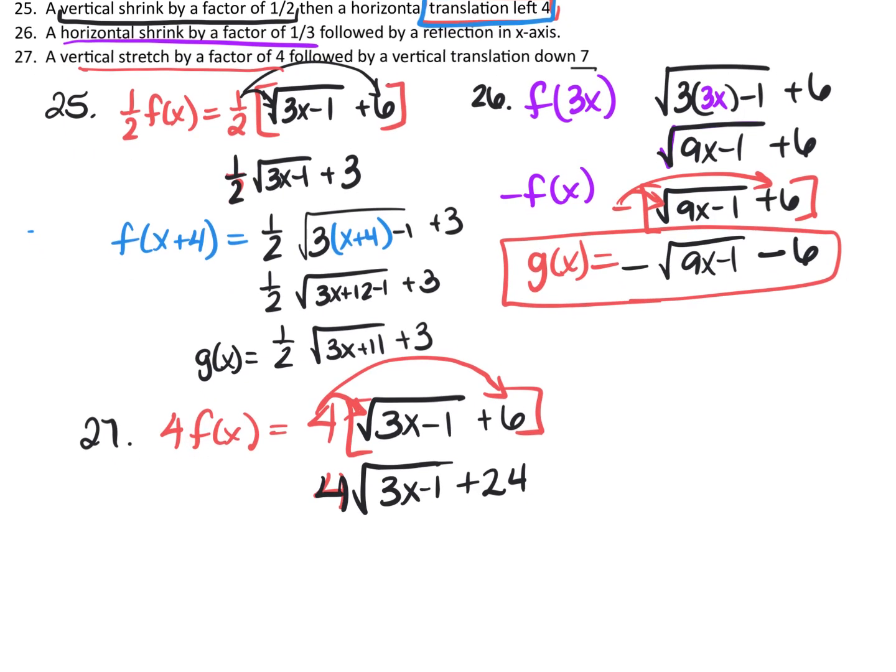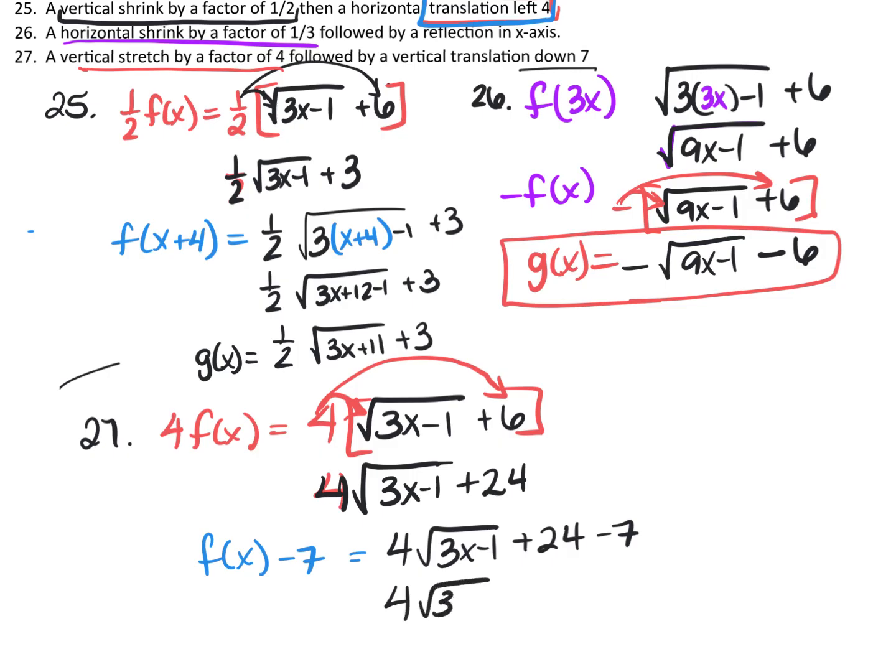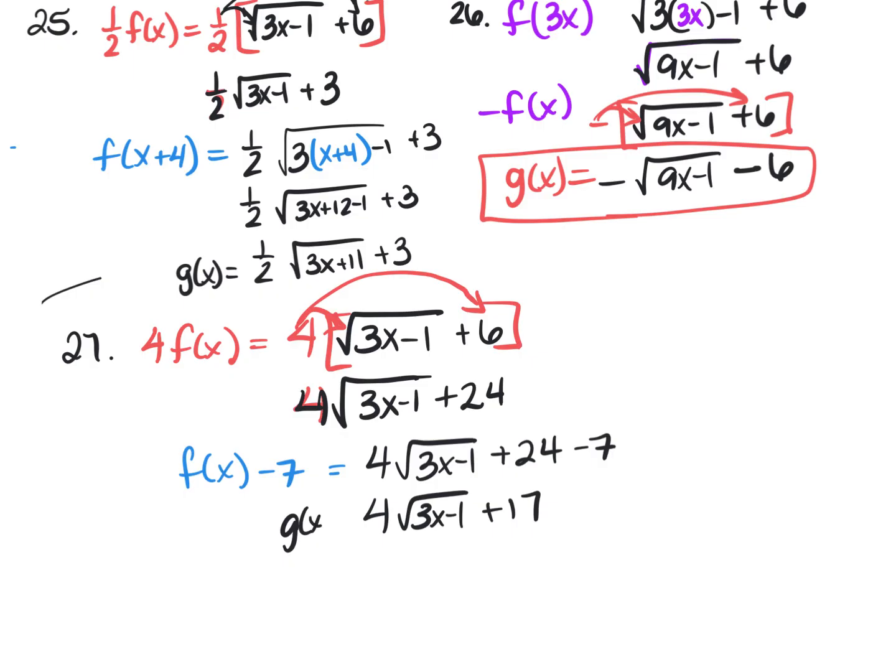Then a vertical translation down 7, that's f of x minus 7. So we have 4 square root of 3x minus 1 plus 24 minus 7. And that's 4 square root of 3x minus 1 plus 17. And that's your new function, g of x.